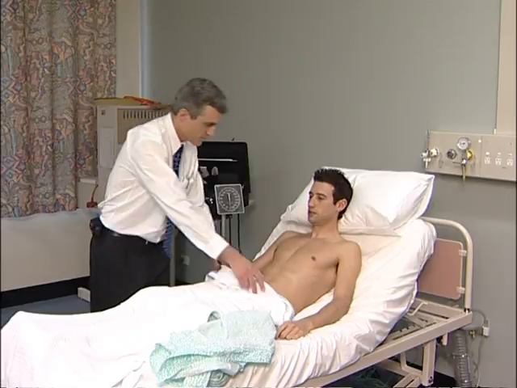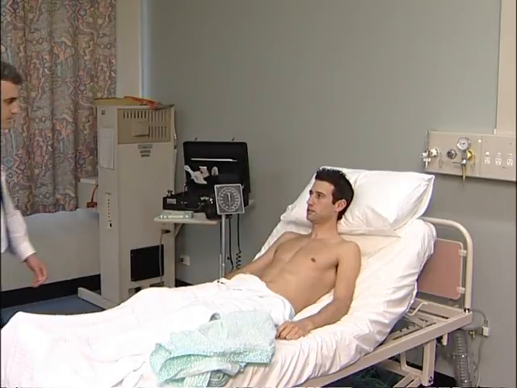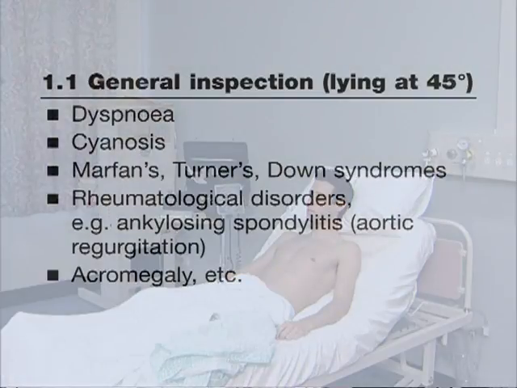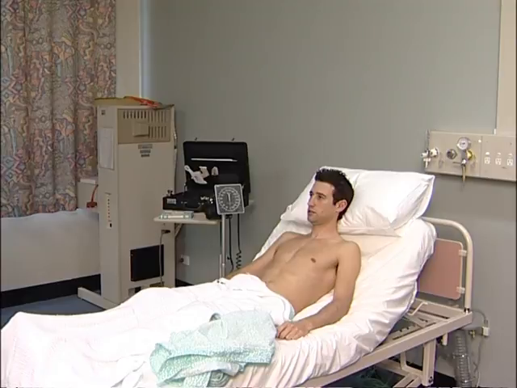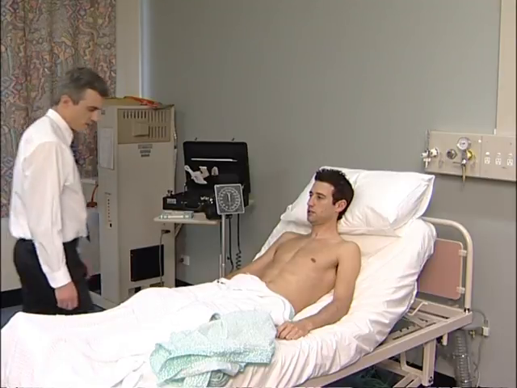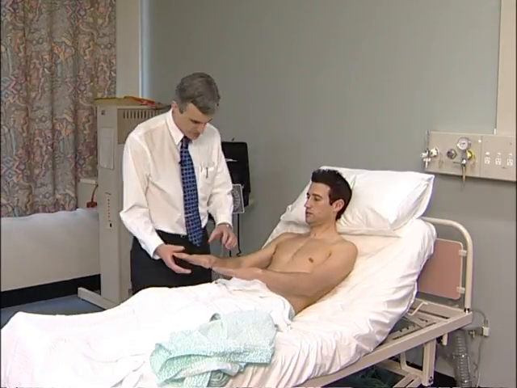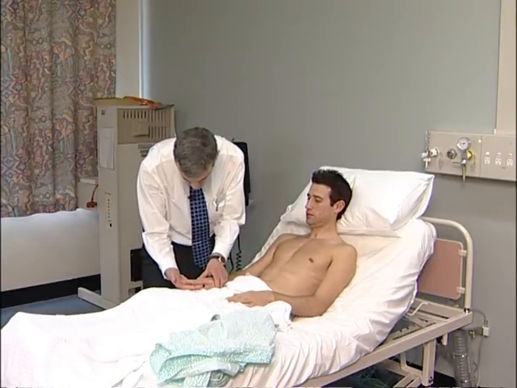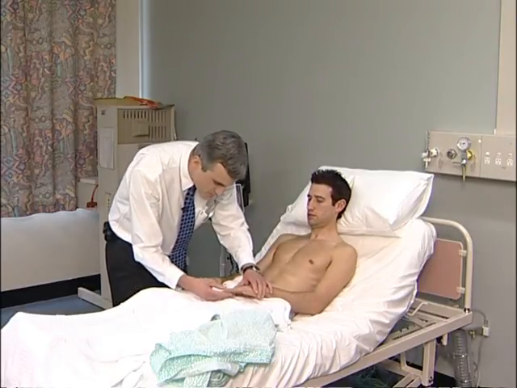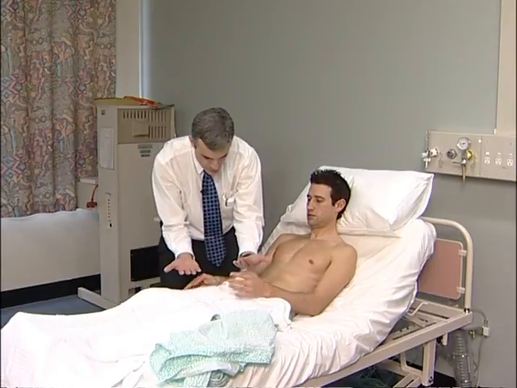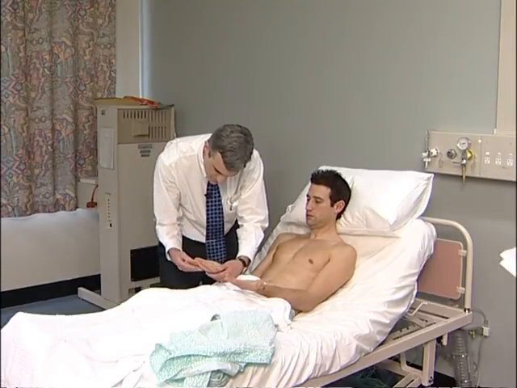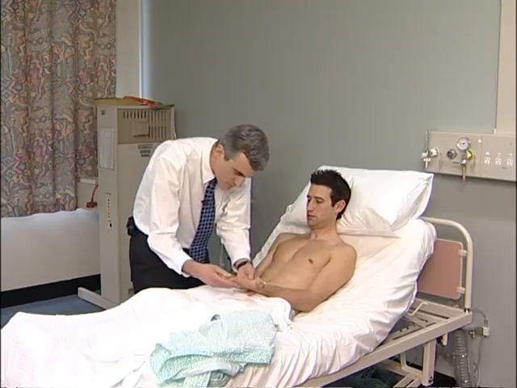It is vital to stand back and make a general inspection, looking for dyspnea, cyanosis, an intravenous line, an ECG monitor, and so on. The detailed examination begins with the hands. Here the examiner is looking for clubbing, the stigmata of infective endocarditis, and for peripheral cyanosis.